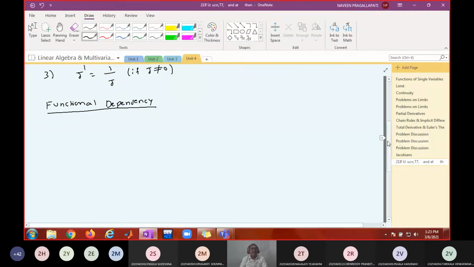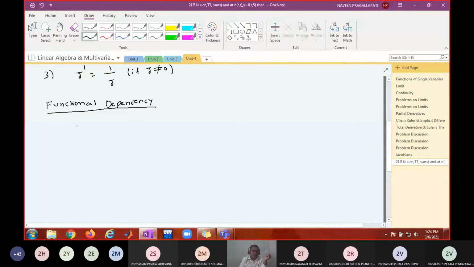Functional dependency is different from linear dependency. Functional dependency means if there exists some relation between u and v, then we say u and v are functionally dependent. If there exists some relation between u, v, w, then we say those three functions are functionally dependent. If the given set of functions are satisfying some equation, then they will be functionally dependent.